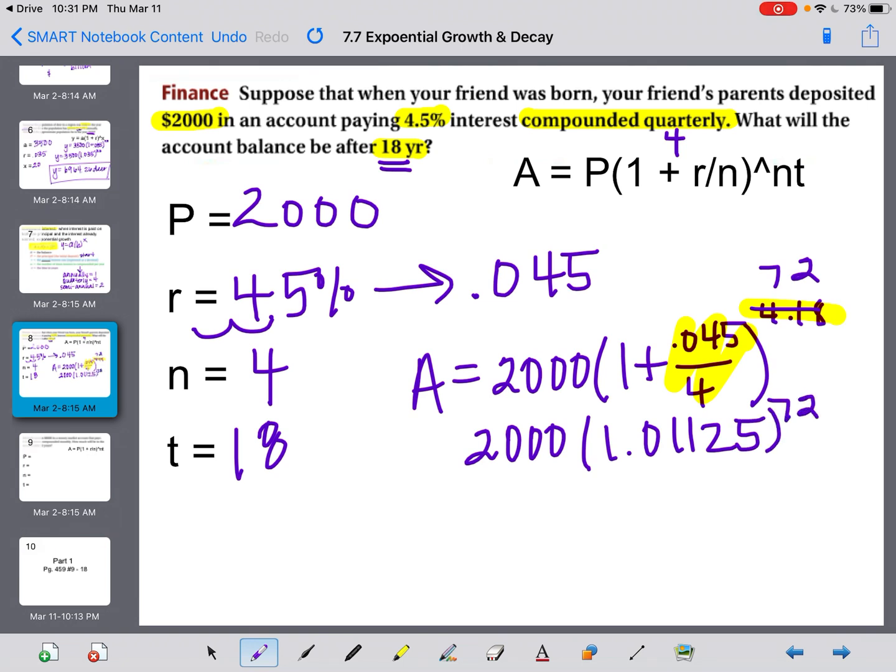Now it's just like before. So take that number in the parentheses, raise it to the 72nd power, and then multiply it by 2,000. And that tells you that after 18 years, this friend will have $4,475.53.